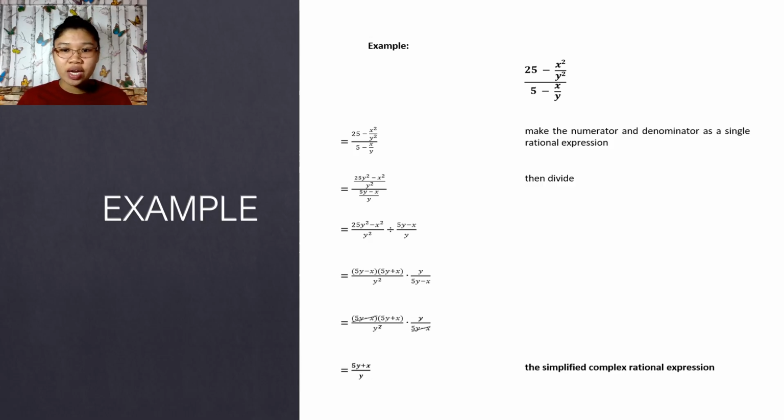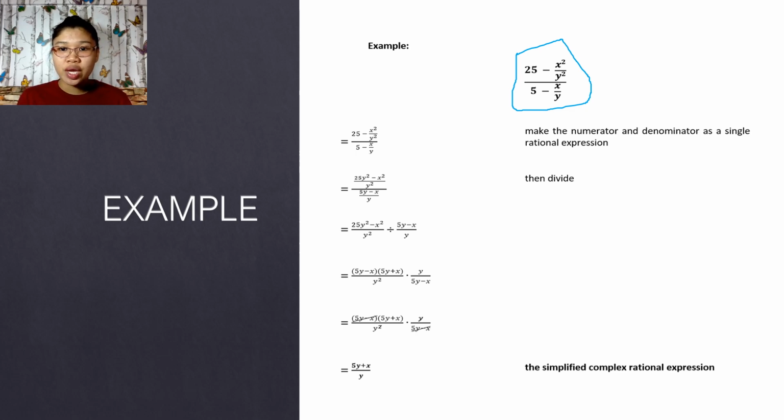So we have here 25 minus x squared over y squared. As you can see, in the numerator we have a rational expression, which is x squared over y squared. And in the denominator, we have 5 minus x over y, wherein x over y is another rational expression. In general, the entire expression is a rational expression also. So this is an example of a complex rational expression.